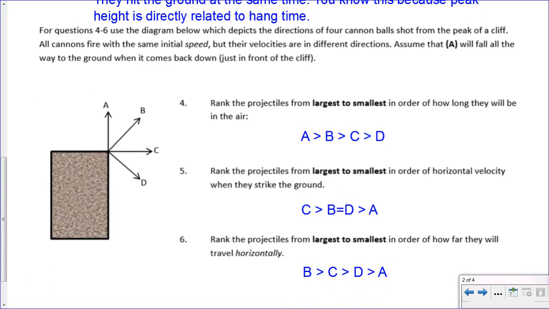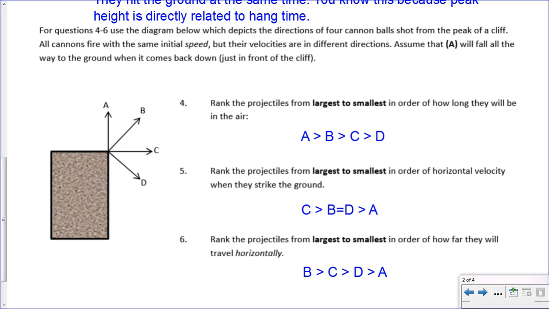4, 5, and 6 are all ranking tasks. Looking at this picture here, we have A, B, C, and D, which all show a cannon firing off of a cliff, all with the same initial speed. All right, but what's changing here is the direction between the different shots. And I say here, assume that A is going to come down a little bit ahead of the cliff. This is to avoid some confusion, where sometimes people think, well, what if A went up and then it came down, but it landed still on the edge of that cliff? What I'm saying is A is going to go up, and then it's going to come down, and then it's still going to fall all the way to the bottom of the cliff, to the ground. So it's going to land at the same height as all of the other shots.